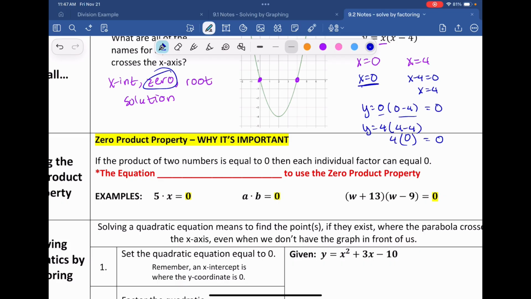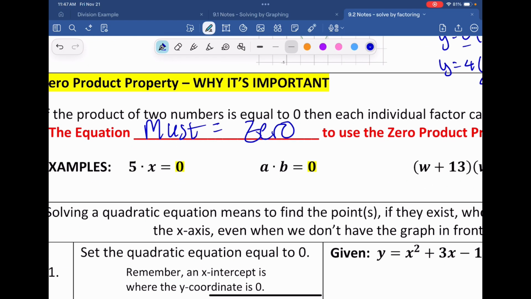You saw that with the x equals 0 and the x minus 4 equals 0. The equation, key here, must equal 0 to use this property. Okay, so for example, like 5x equals 0, the x must be 0. But on a times b, if the a is 0, okay, well 0 times b is 0. What if the b was 0? A times 0 would still be 0.